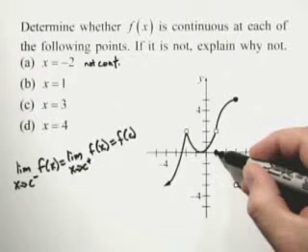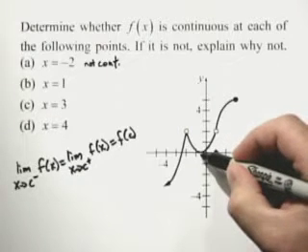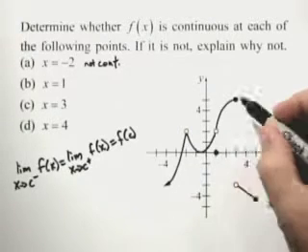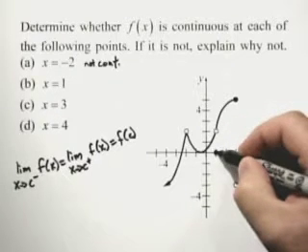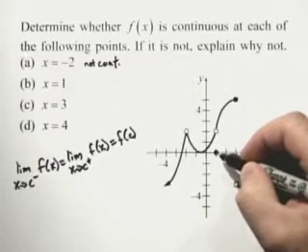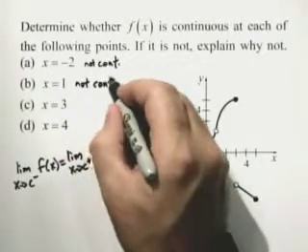If we look at x equal to 1, we see the function is defined. This point indicates the function is defined there. And we notice that the limit from the left is 2. The limit from the right is also 2. But those do not equal the value of the function at x equal to 1. So the function is not continuous at x equal to 1.